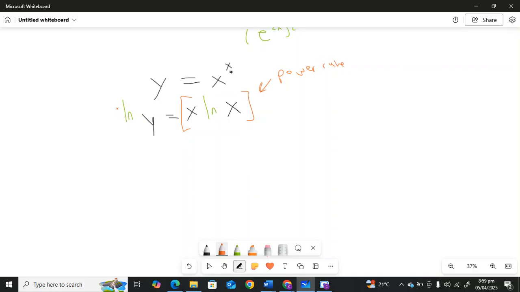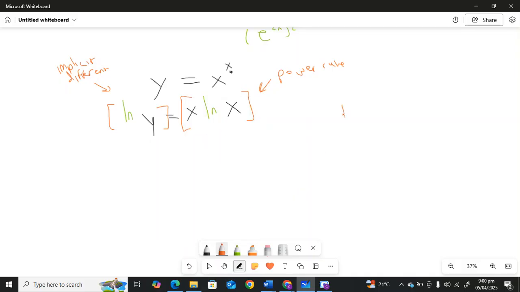Then on the left hand side, since here we are deriving y, we're not deriving x, we're deriving y, we're going to have to use implicit differentiation. So let's start first with the right hand side with the power rule, which we're familiar with first.